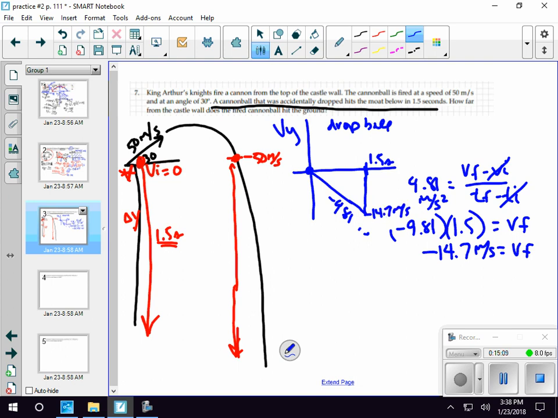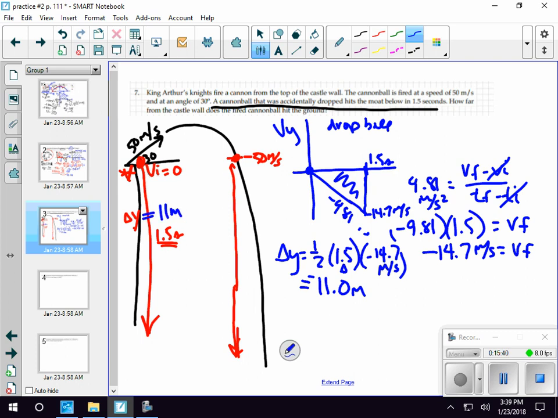Meters per second. All right, let me figure out the area under my curve. That will tell me how high the castle wall is. So delta y equals 1/2, 1.5 seconds, negative 14.7 meters per second. And I'm going to get about negative 11, right, because it's going downward. I rounded it to 11.0, quite honestly. So the height is going to be 11 meters, and that's going to help me out for my next step of the question.